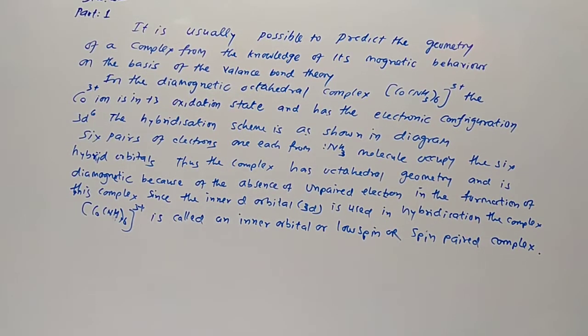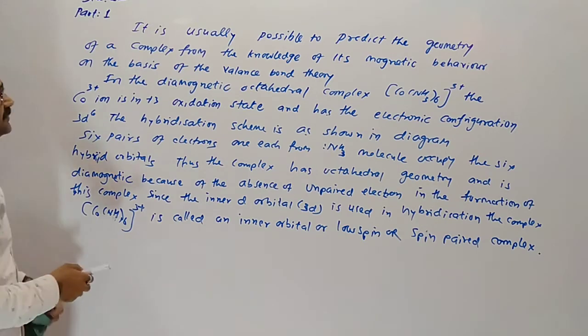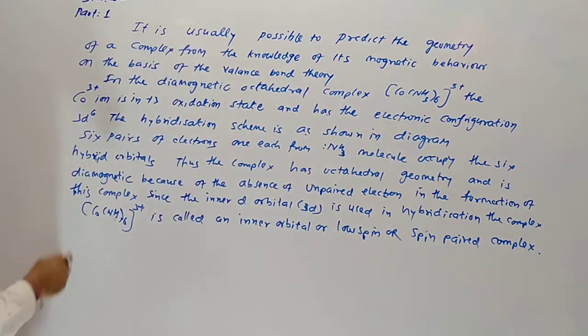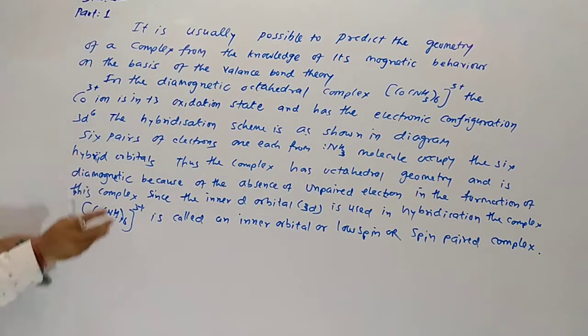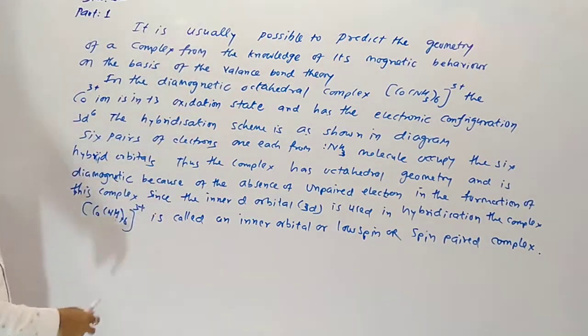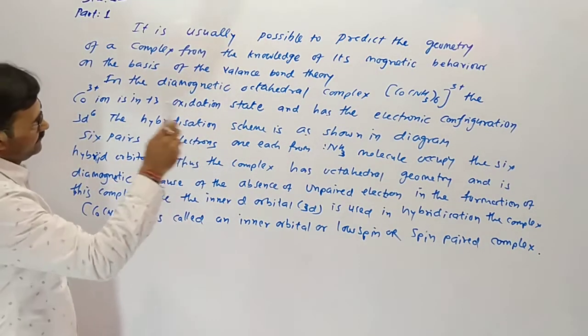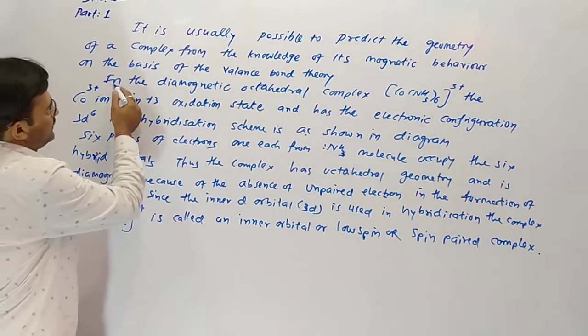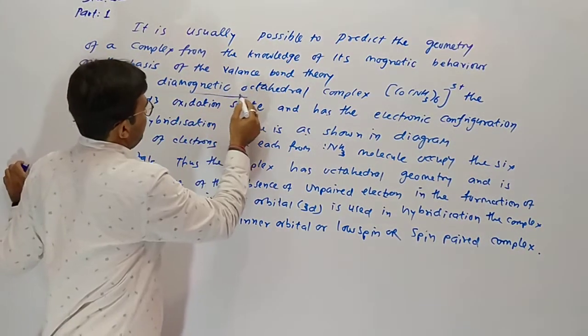It is usually possible to predict the geometry of a complex from the knowledge of its magnetic behavior. Yes, sir. The geometry of the complex compound we can define with the help of magnetic behavior on the basis of the valence bond theory. One example is given in the diamagnetic.